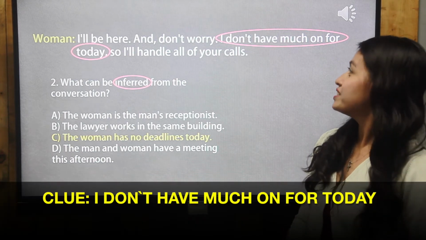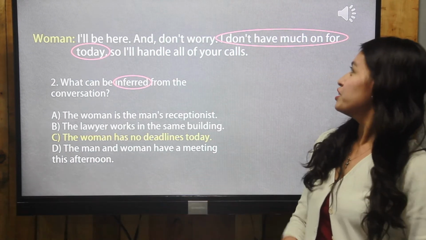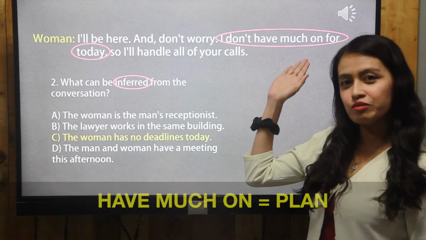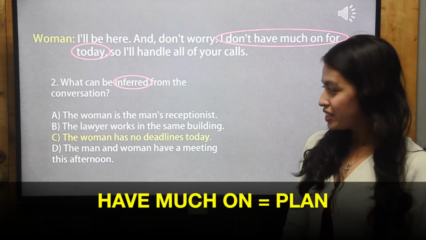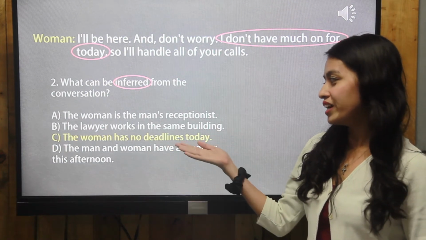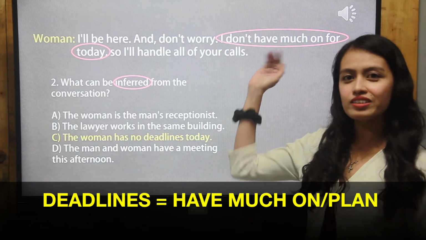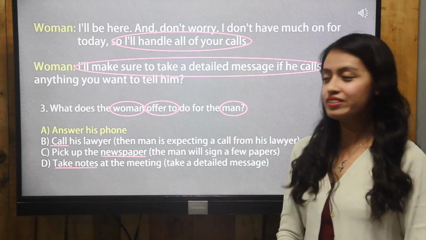So the phrase, I don't have much on for today, will serve as your clue. The phrase, have much on, means plan. So for this part, the answer is letter C. The woman has no deadlines today because of the word deadlines, which could mean have much on. Let's go to number 3.